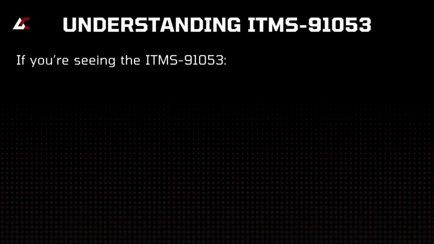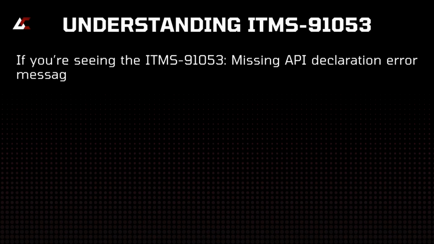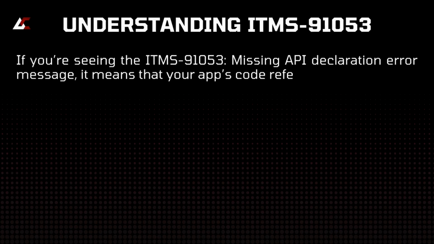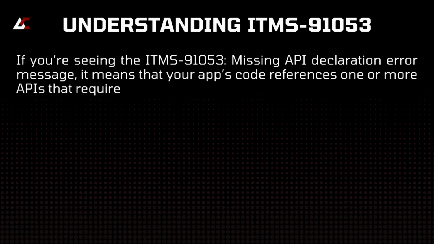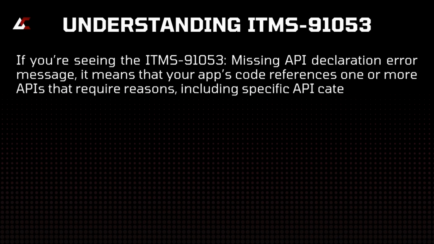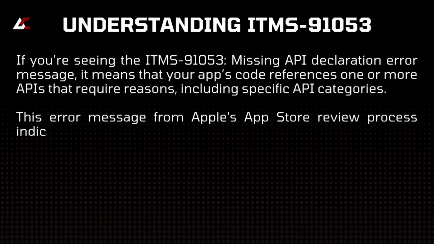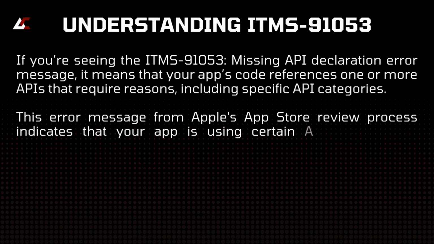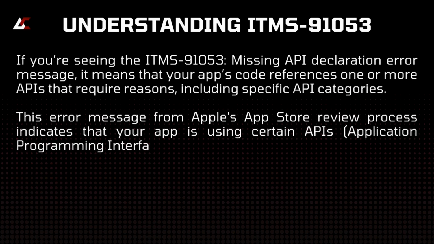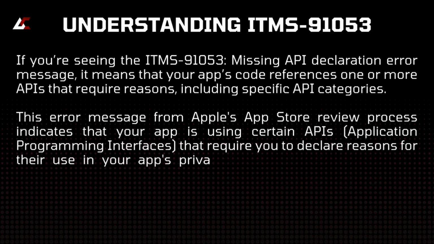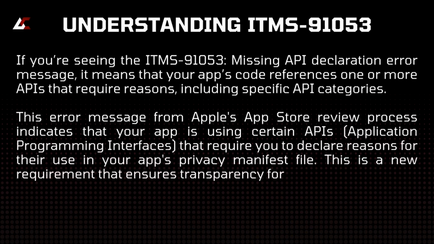So let's get started. Firstly, let's understand ITMS. If you are seeing the ITMS-91053 missing API declaration error message, it means that your app code references one or more APIs that require reasons, including specific API categories. This error message from the Apple App Store review process indicates that your app is using certain APIs, application programming interfaces, that require you to declare a reason for their use in your app's privacy manifest file. This is a new requirement that ensures transparency for users regarding data access.